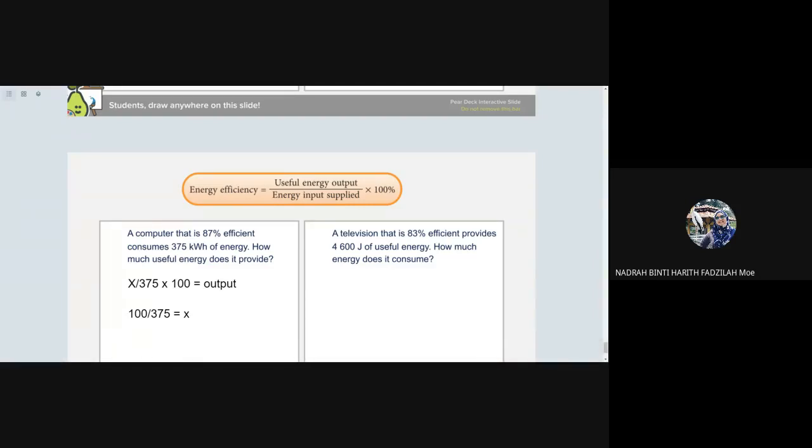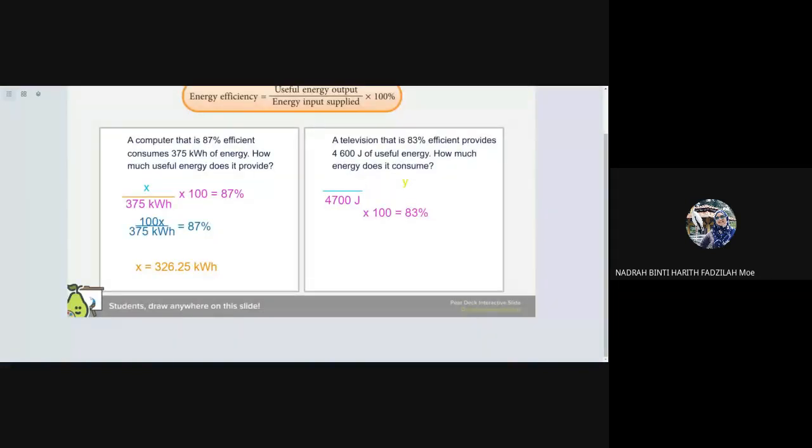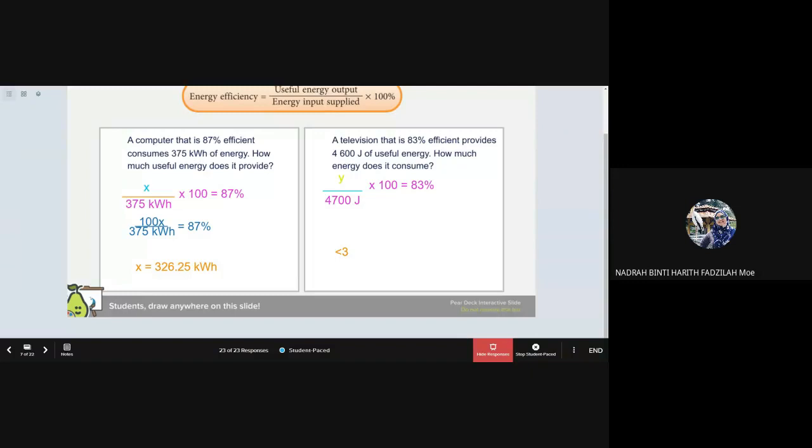Okay, so for the first question, saya tunjuk yang ni lah sebab warna-warni. Okay, this is the first question. Thank you Awani. Awani yang submission dia berwarna-warni, similar to her name. So for the computer question, this is correct. 3 to 6.25 kilowatt per hour. Very good. Thank you. Okay, I give you another 2 minutes to finish calculating for television. The television question.